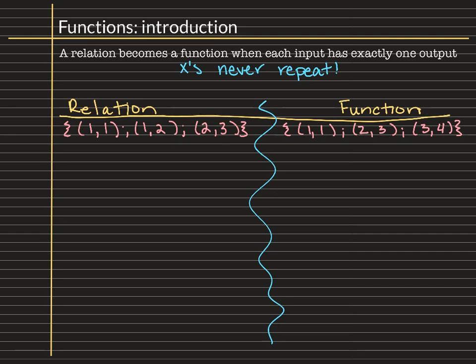Okay, so to start, I'm just going to show us some ordered pairs. On the left column under relation, I can see right away that I have these repeating ones here. X's cannot repeat. Y's can, but x's can't. So because we have 1 in the x column 2 times, that makes it a relation. Whereas here, I see that each of these is a unique value.